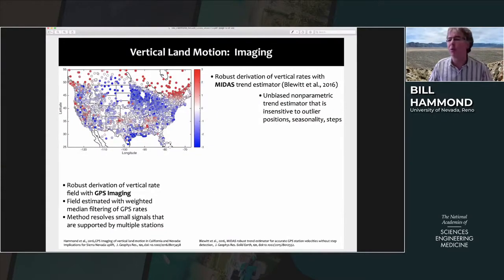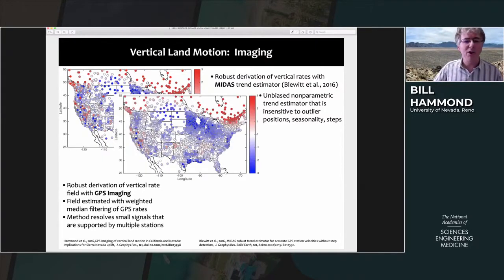Okay, so this is an example of how we analyze the data. We're interested in doing robust measures of trends that are not very sensitive to lots of things that affect GPS stations and receivers. These can cause outliers and steps in the time series that are not necessarily known about beforehand, and wiggles from seasonality and the like. So we use the MIDAS robust trend estimator, and this finds the trend in the time series with very little supervision and very accurately, and it's very robust to problems.